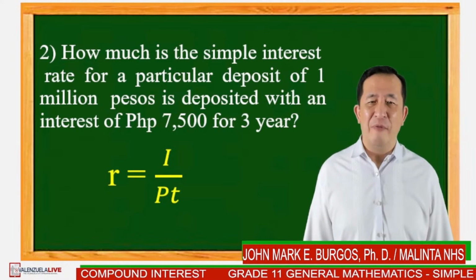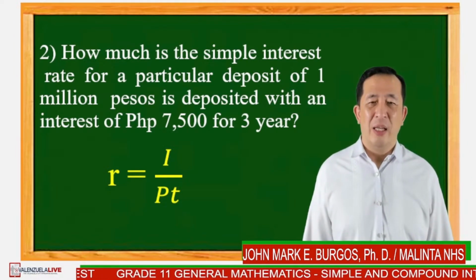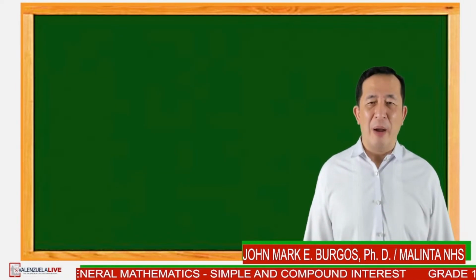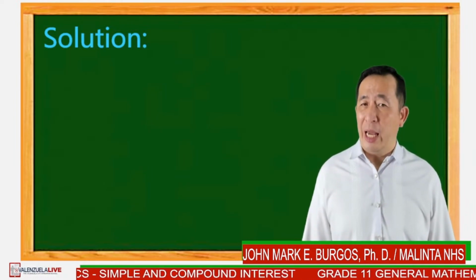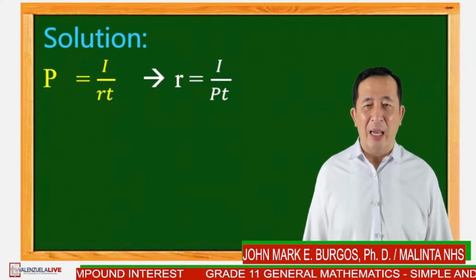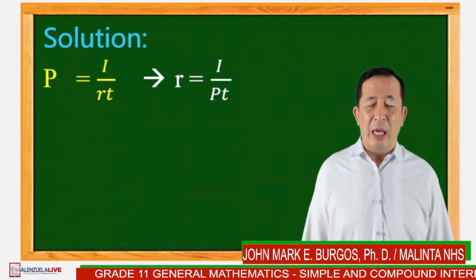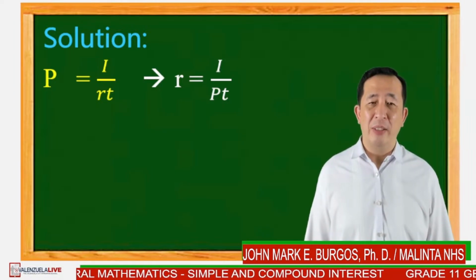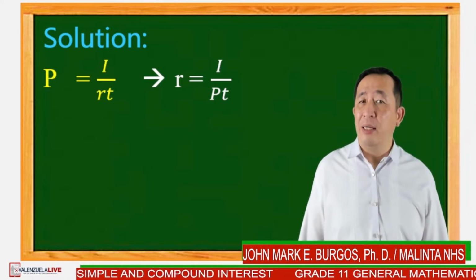And the formula for that will be rate, or R, is equal to interest divided by principal times time. To compute for the problem, we have to first derive, or manipulate, the formula from the principal, which is I over RT. To get the R, it will be R is equal to interest divided by principal times time. So this will be the formula in getting the rate.